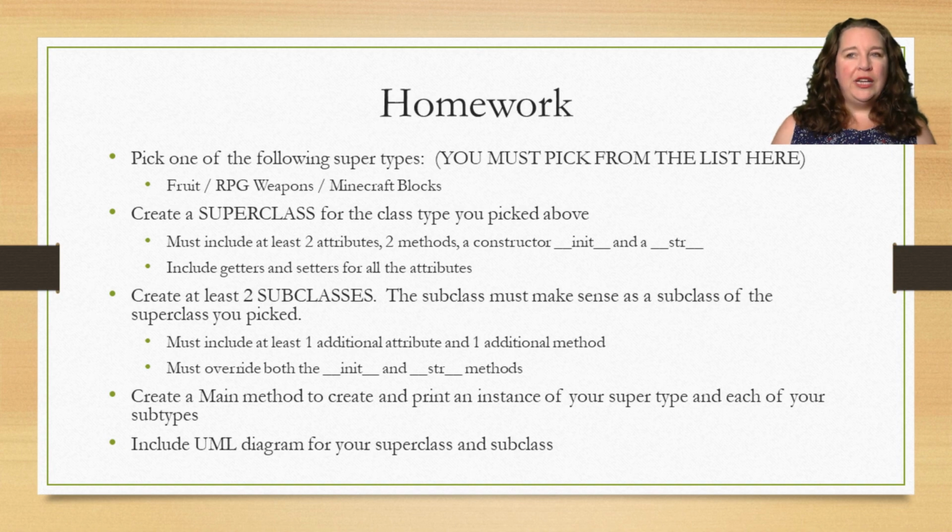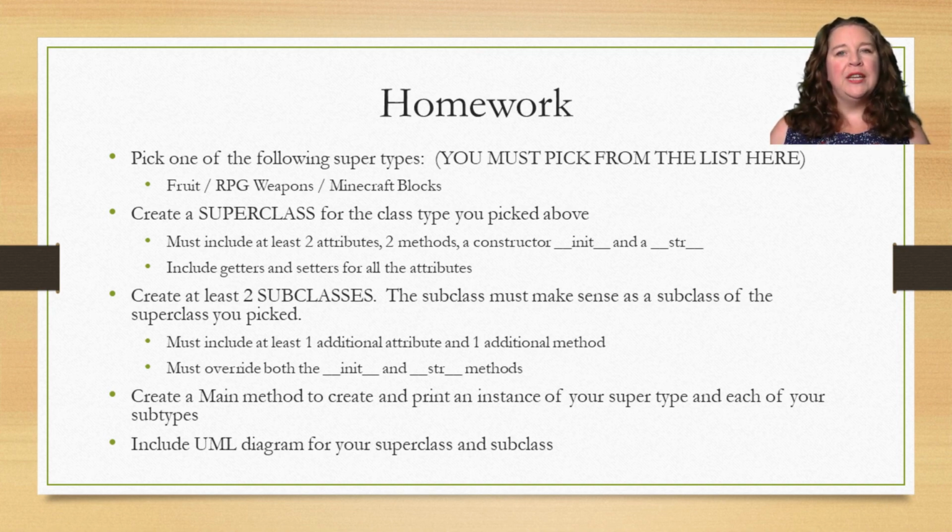You are going to create a superclass that is going to be one of these 3 names for the class type that you picked. It has to include at least 2 attributes and 2 methods, a constructor and a string, a 2-string overloaded method. You also have to include getters and setters for each of your attributes. So if you are only going to choose 2 attributes, you should have 2 getters and 2 setters. You are welcome to add as many attributes as you want, but you have to have at least 2. So if you want 3, 4, 5, whatever feels comfortable for the object that you've picked.